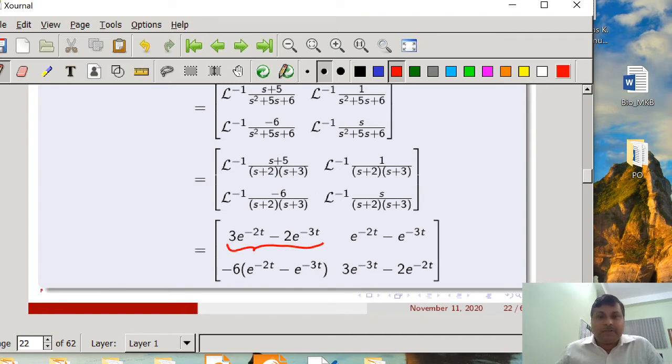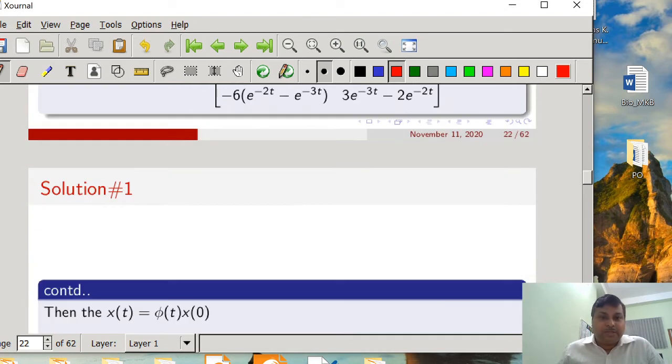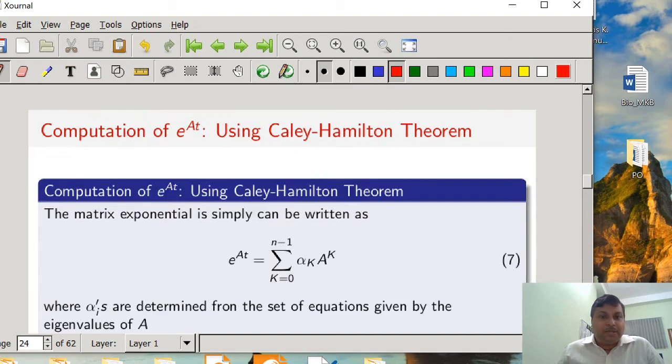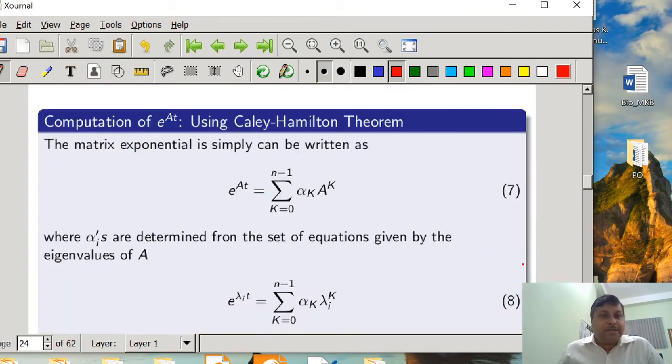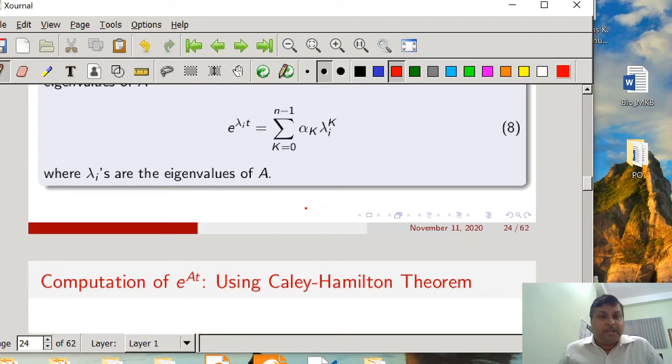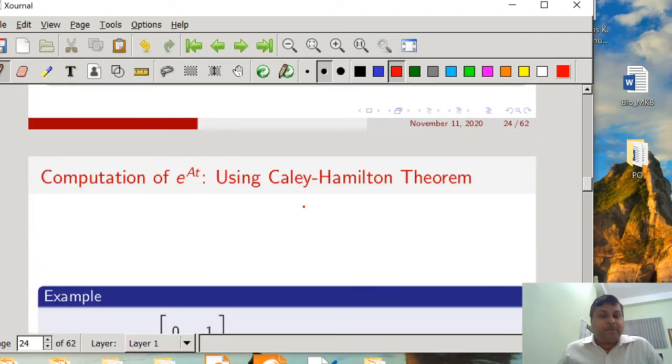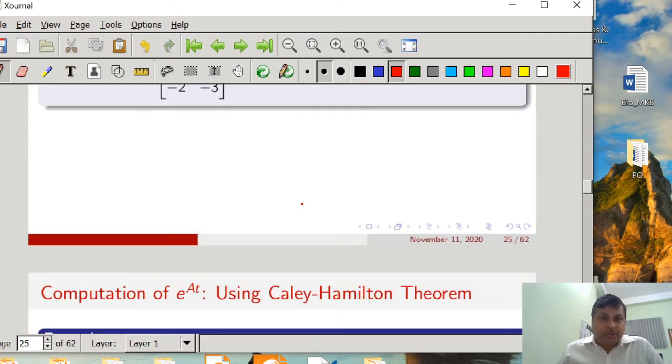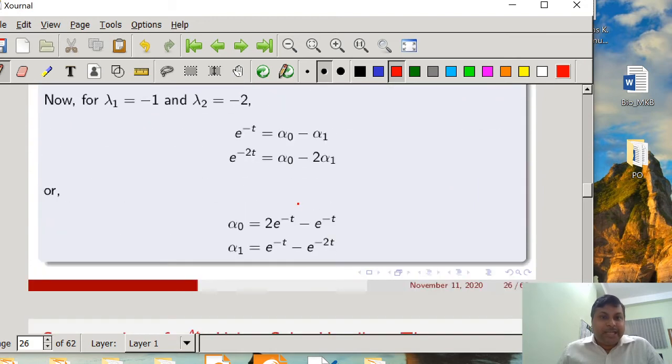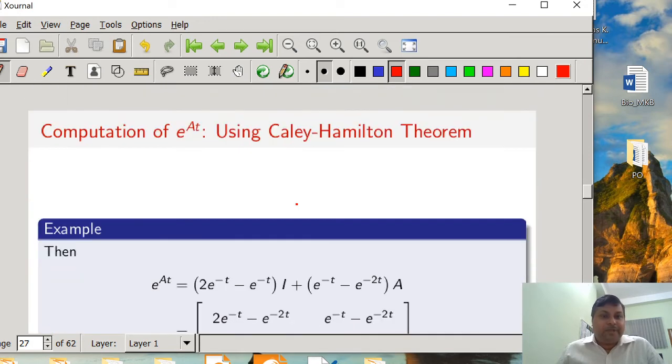So this observation is also very important: what are the elements of e to the power At. Also, if we know the eigenvalues, we can guess the structure of e to the power At, and that helps us determine the stability of the system. And we have also discussed the computation of e to the power At using the Cayley-Hamilton theorem.